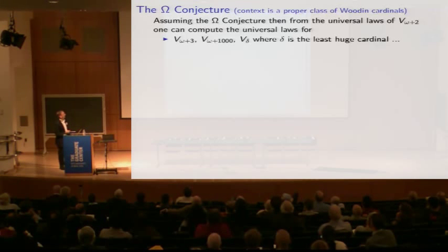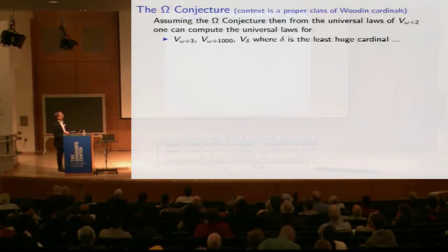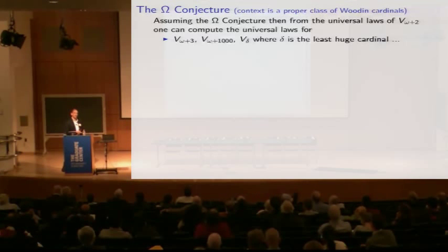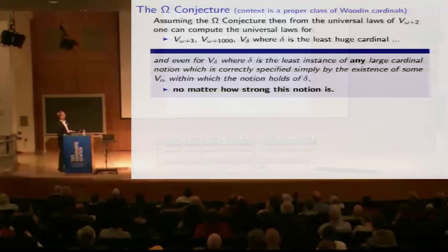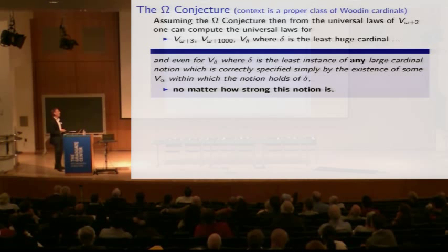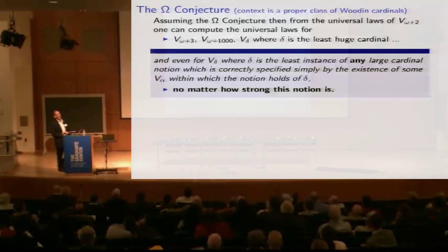If you assume the omega conjecture, then from the universal laws of V omega plus 2, those are the sentences of V omega plus 2 that hold throughout the generic multiverse, one can compute the universal laws for V omega plus 3, or V omega plus 1,000, or V sub delta, where delta is the least huge cardinal. And one can prove abstractly, you can do it for any V delta, where delta is the least instance of any large cardinal notion, which is correctly specified simply by the existence of some V alpha within which that notion holds of delta, no matter how strong that notion is.